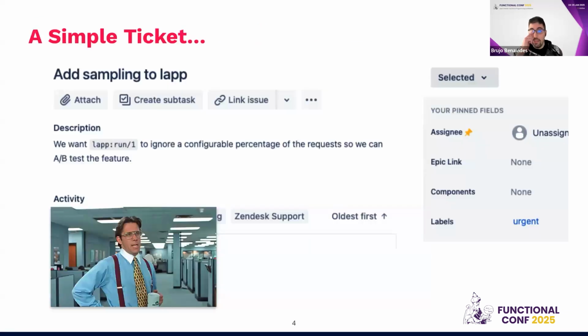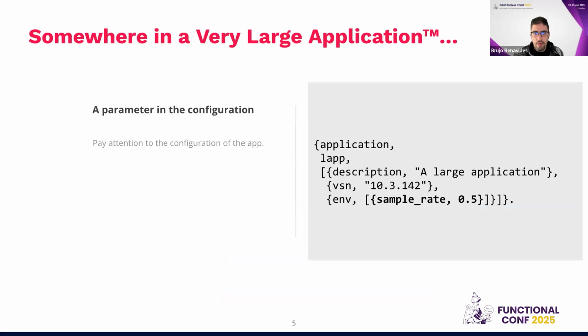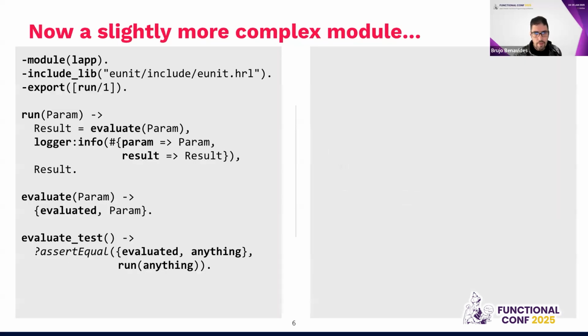At some point in that project's history, the boss comes along with a requirement for an A/B test they want to run. It's a Jira ticket, as you can see, with a very clear description. So let's implement sampling. First of all, we add a sample rate parameter to our application configuration. In Erlang, we can do that in multiple ways. One of the simplest ones is the application environment. So we do that. We add the parameter to the app environment, as you see on the screen.